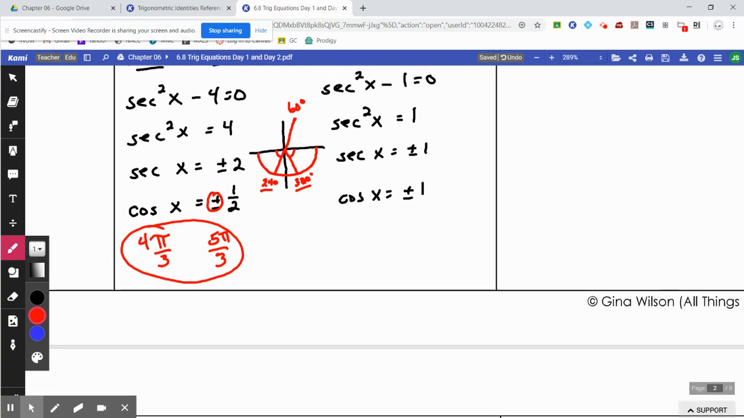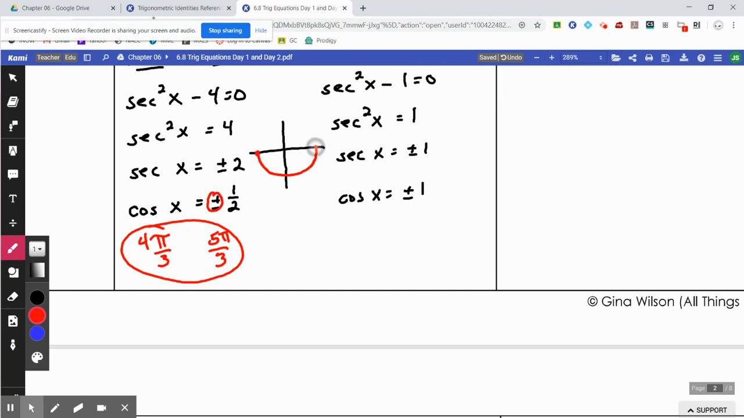Now the next one's where is my cosine equal to positive or negative 1? Reminder that a cosine value is an x value on your unit circle. So for which x value do I have, or for what angle do I have an x value of positive 1 or an x value of negative 1?